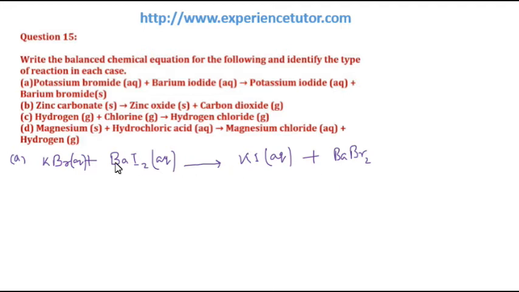To balance this equation, we can write 2 here and 2 potassium iodide. Now the equation is balanced. This is a double displacement reaction.